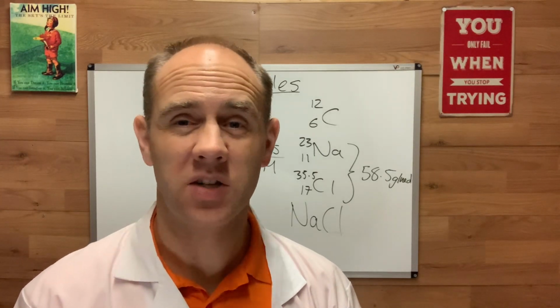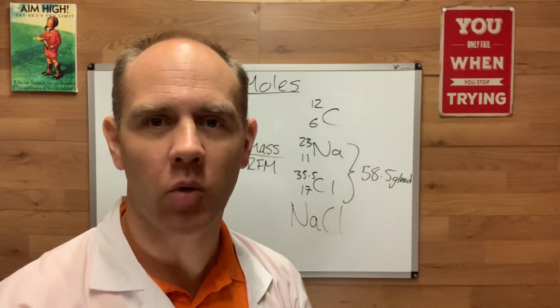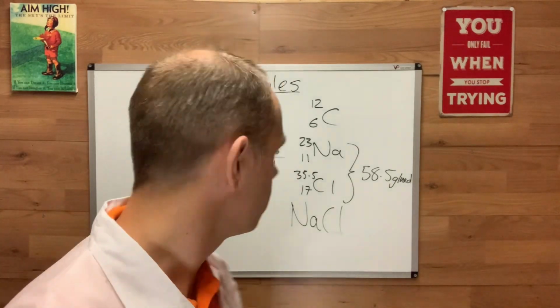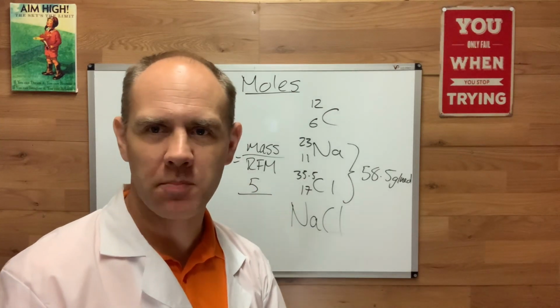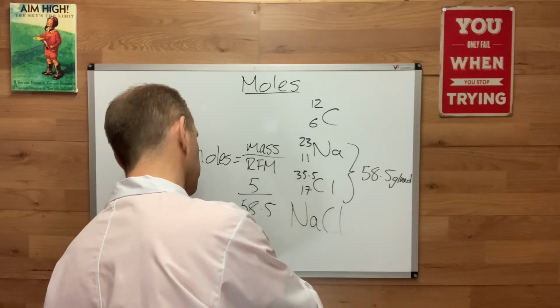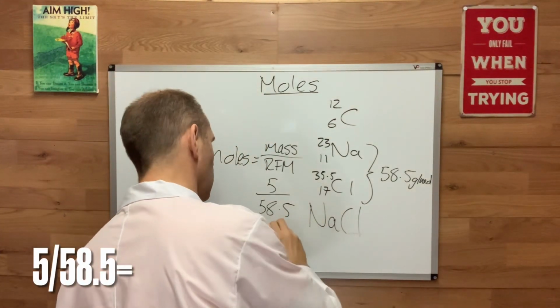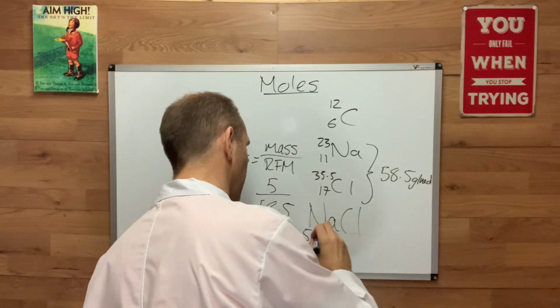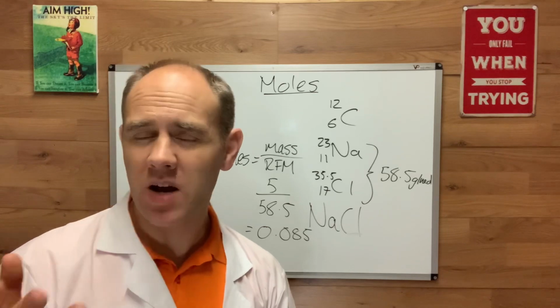Pretty easy stuff, pretty standard stuff. So if we happen to have 5 grams of salt, which you can measure out in the kitchen, and we divide it by 58.5, that will give us roughly 0.085 moles of sodium chloride. It really is that simple.